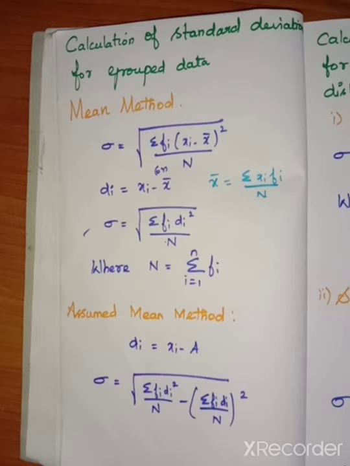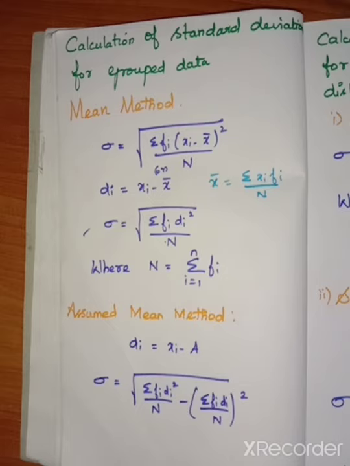Here we can use n, that is summation i equals 1 to n of fi. That means we have to add the fi values, the frequency values, for n. Some questions they give straightly, like 48 students participated in the competition. So the total values and also n and frequency are same. Here we have given n.